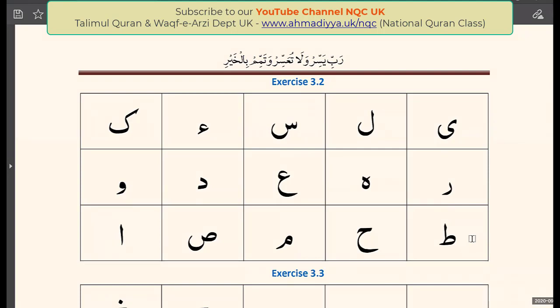Alif, Lam, Ra. Some chapters start with Alif, Lam, Ra. Many, multiple chapters. Surah Yusuf is one of them. Surah Al-Hijr is one of them. Surah Yunus is one of them, named after the prophets. Okay, so that is important.